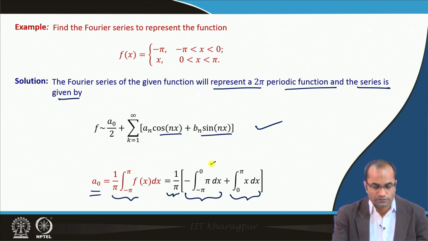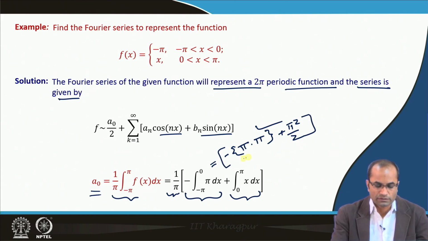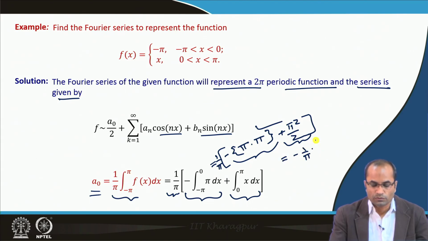So, if we compute this first integral, for instance, it is pi and then we have x. So, 0 minus, and then minus x. So, this is minus pi square, and then here pi square by 2 will come from the second one. And then 1 over pi was also sitting there. So, minus pi square and then plus pi square by 2, and then 1 over pi is there. So, then here we have minus pi square by 2.